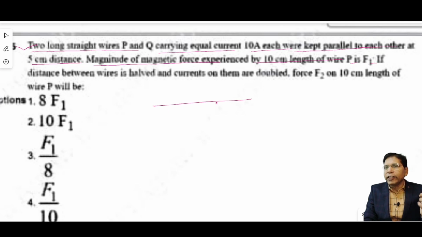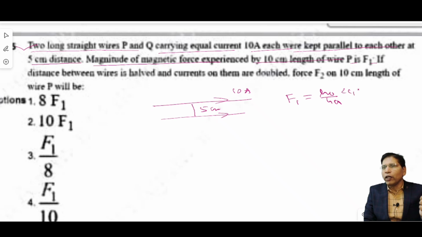Now look at this. This is wire P and this is wire Q. Each carries a current of 10 ampere, and the distance of separation is 5 centimeter. Therefore, the magnitude of force F1 equals mu naught by 4 pi into 2 I1 I2 divided by r, per unit length.